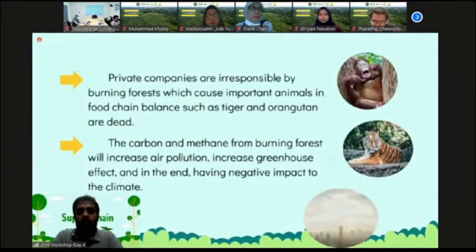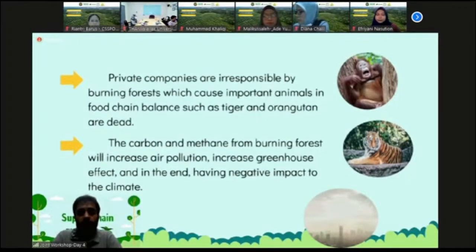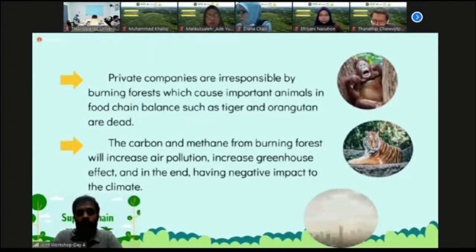How does the supply chain support sustainability? Right now, some private companies are irresponsible by burning forests, which causes important animals in the food chain balance, such as tigers or orangutans, to die. Moreover, the carbon and methane from burning forests will increase air pollution, increase the greenhouse effect, and in the end, have a negative impact on the climate. These problems won't stop there. Some of the private companies are even employing children by force.